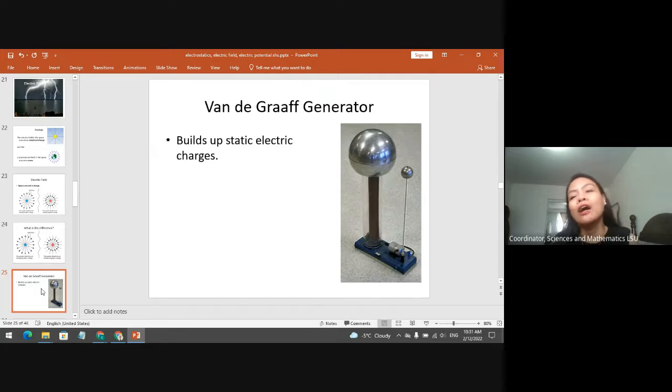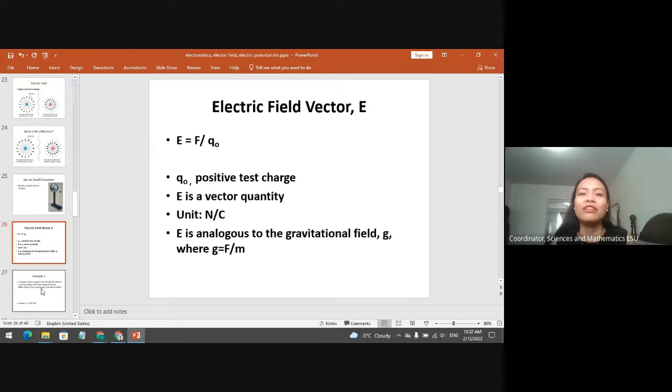If you are familiar with the Van de Graaff generator, this builds up static electric charges. When you put your hand on it, your hair will go up. You are very familiar with that from physics, videos, or photos. That is the Van de Graaff generator.